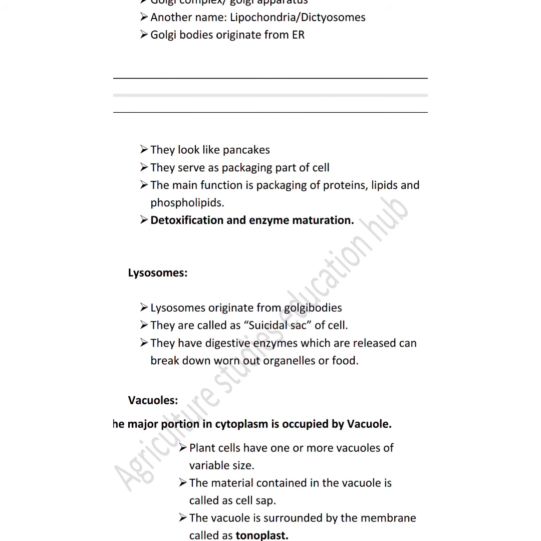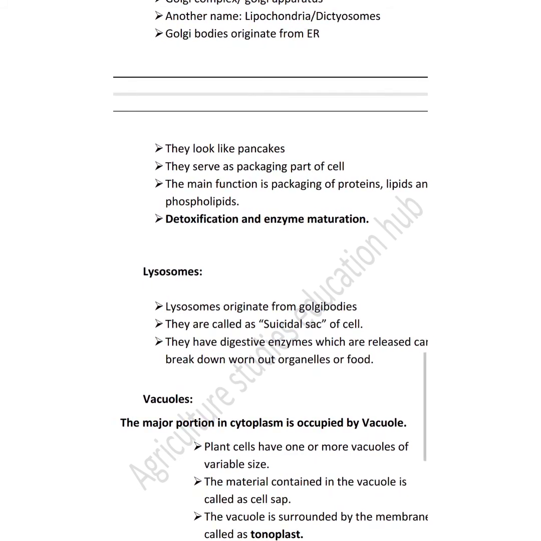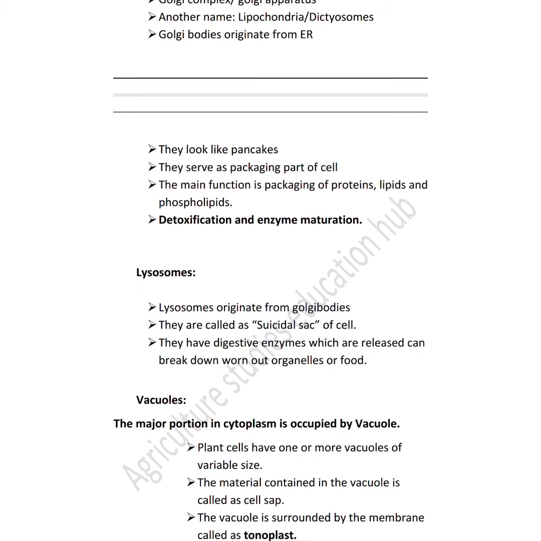Next, lysosomes. Lysosomes originate from the Golgi bodies. They are called the suicidal sac of the cell. Why they are called a suicidal sac means the enzymes present in lysosomes are capable of digesting any living organisms. It's very very important. The digestive enzymes are actually very strong.